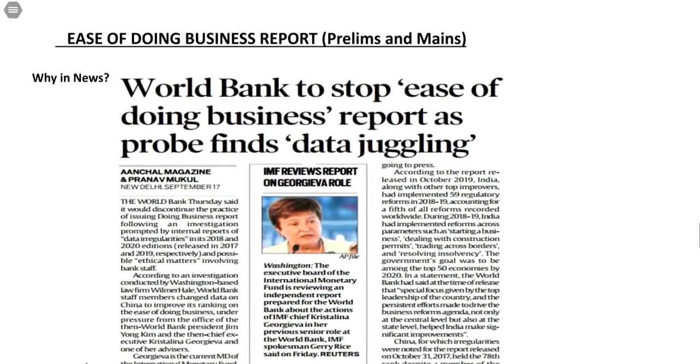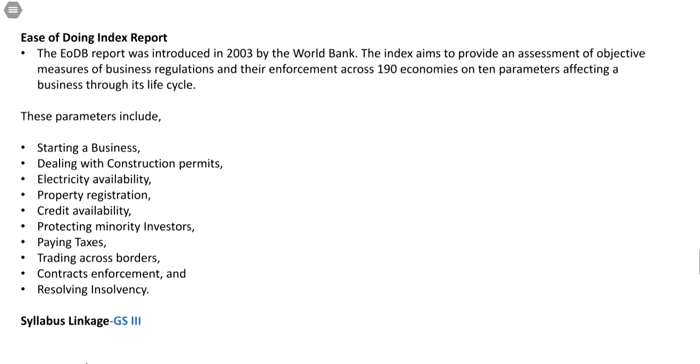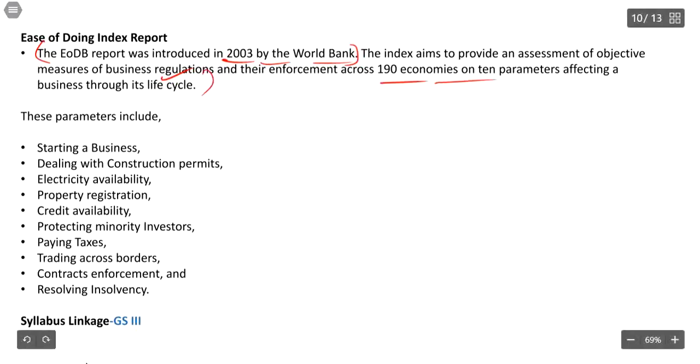Moving on. The World Bank says that it is going to stop the Ease of Doing Business report as it finds the data juggling, says a recent news article. In this context, we must know what the Ease of Doing Business index report is. It was introduced in 2003 by the World Bank, and the index aims to provide an assessment of objective measures of business regulations and their enforcement across 190 economies on 10 parameters affecting a business through its life cycle. The parameters include starting a business, dealing with construction permits, electricity availability, property registration, credit availability, protecting minority investors, paying taxes, trading across borders, contract enforcement, resolving insolvency. These parameters can be asked in prelims, so be familiar with them.